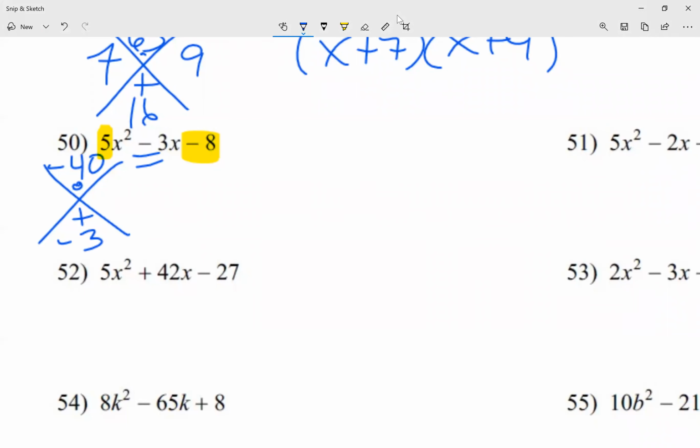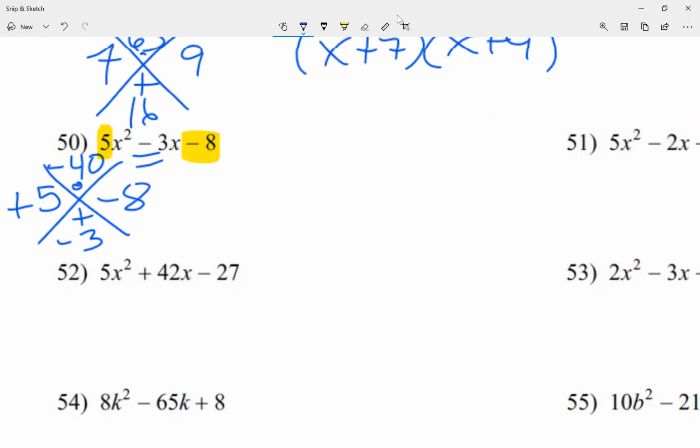Again, I multiply my first and my last numbers. Since the multiplication equals a negative, my signs are different: one is positive and one is negative. I start thinking, what two numbers multiplied equal 40, and when I subtract them equal 3? I come out with 5 and 8. Positive 5, negative 8.